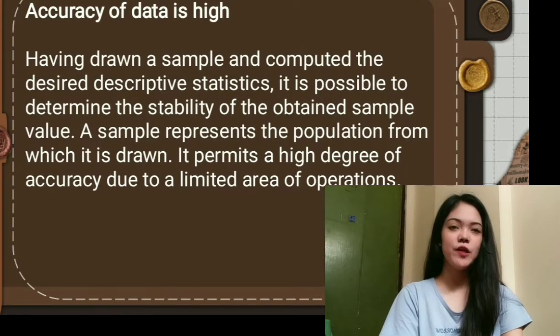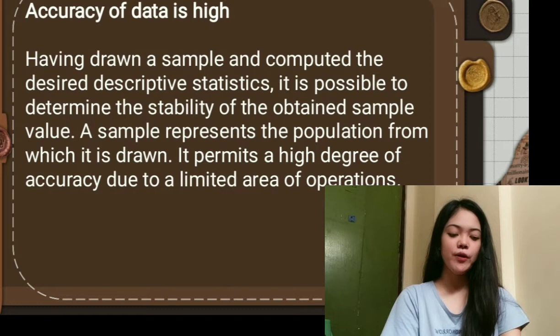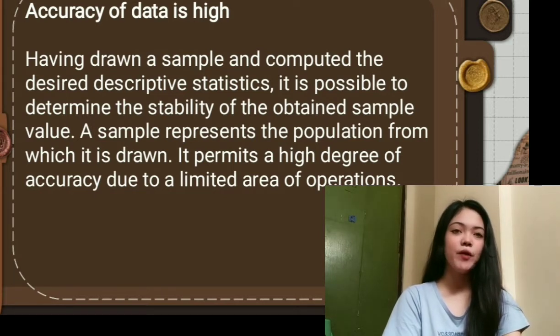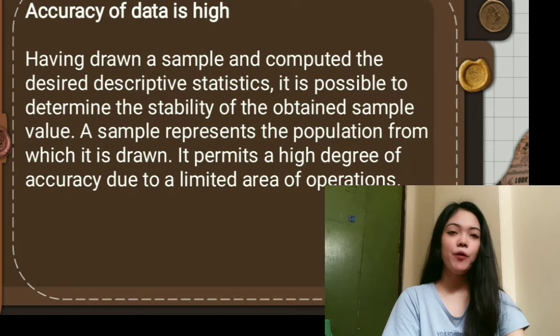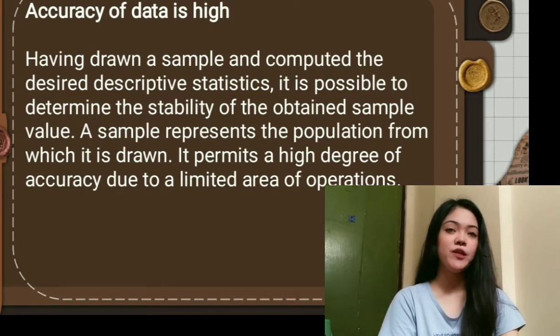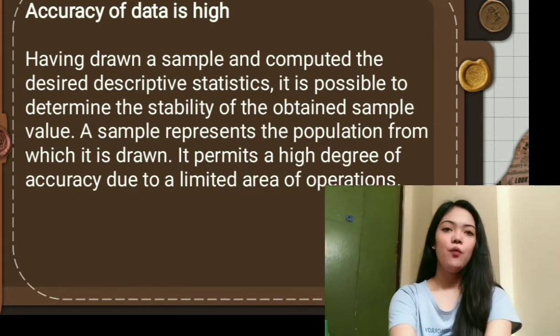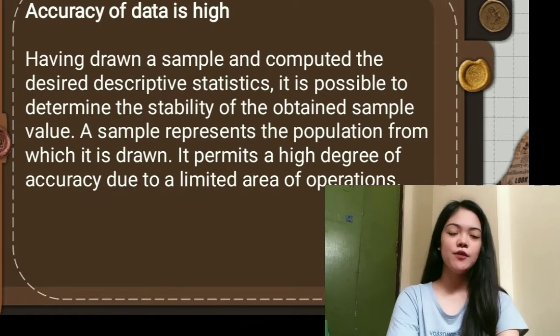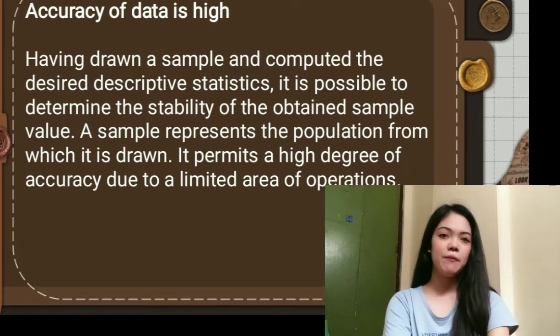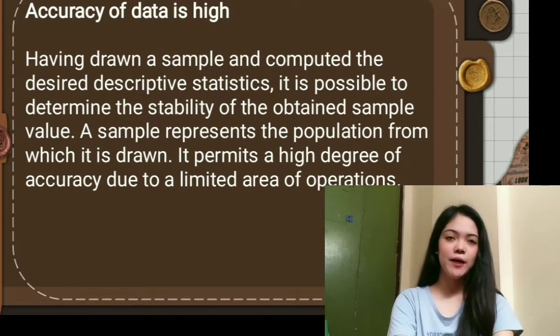Next is accuracy of data is high. Having drawn a sample and computed the desired descriptive statistic, it is possible to determine the stability of the obtained sample value. A sample represents the population from which it is drawn. It permits a high degree of accuracy due to a limited area of operations. When we say high accuracy of data, the source of information is reliable. Dito rin napapatunayan ng mga researcher na ang kanilang study ay valid and free from biases and error.